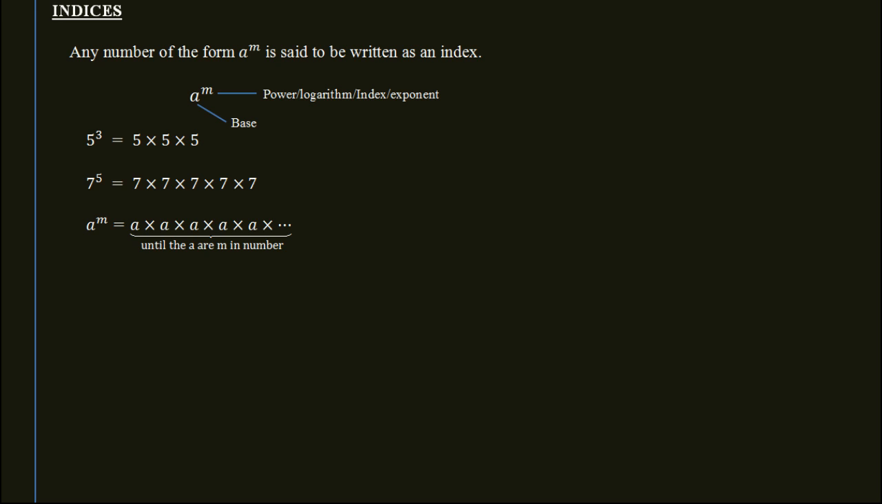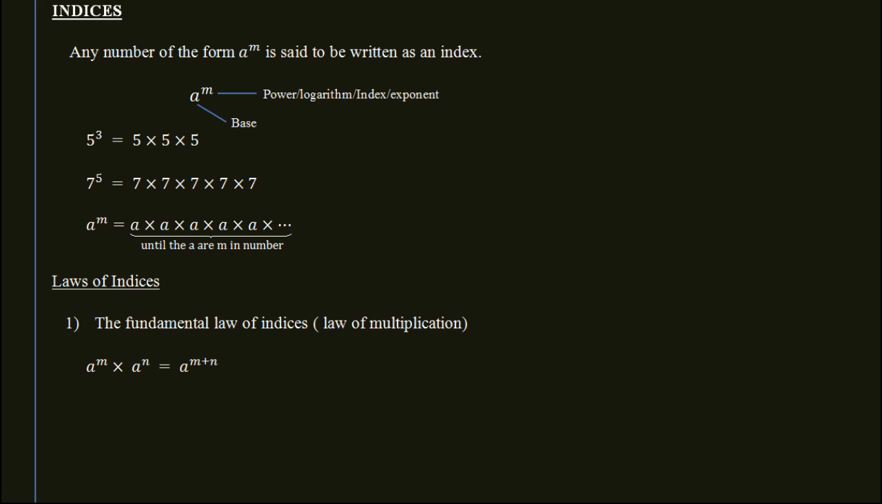Next, let us look at the laws of indices, and we shall start with the fundamental law of indices, often called the law of multiplication, and it states that a to the power m times a to the power n is equal to a to the power m plus n. Let us try to understand what this law means.